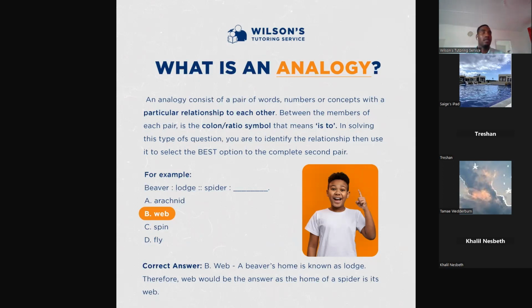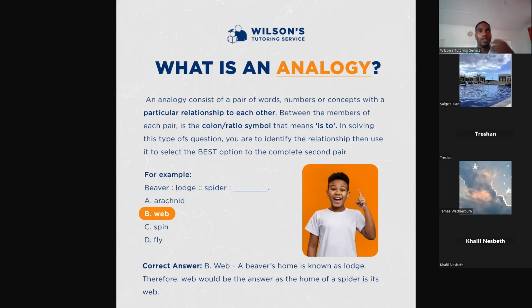So an analogy is technically comparing the relationship of one pair to another pair. So right here, the relationship is that this creature uses this particular place as its home. So the second pair, you'd complete it by identifying the home of the beaver. In all cases, it's not this simple. Sometimes they are very complex ones, but if you pay keen attention and if you can identify patterns, it will be easy as 1, 2, 3.